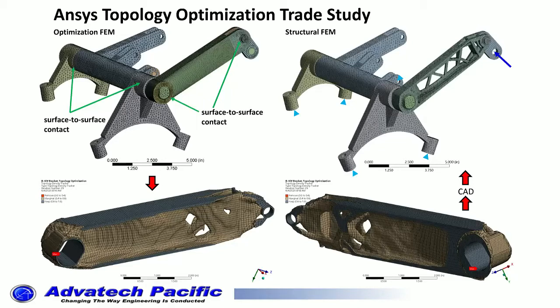So in this case, you can see that my torque arm is just a solid rectangular block, and I'm going to allow the algorithm to figure out within that volume what the optimum solution is.